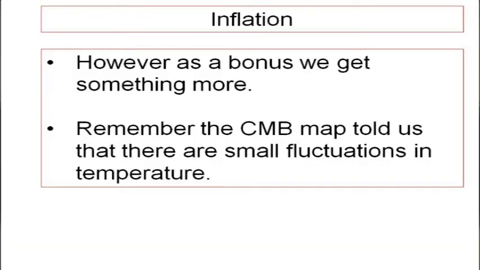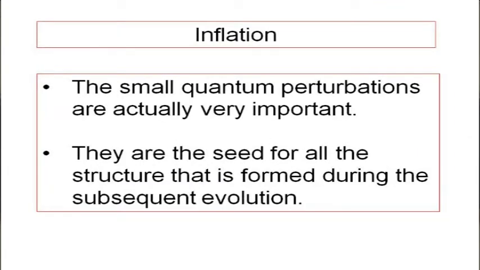Now you might say, who cares? 1 part in 10 to the 5, it's hardly important. If this is your big bonus, it's like one of these Bata bonuses, right? 1.9999, you didn't pay 2 rupees. Why is it important? Well, it turns out these small fluctuations are extremely important. And they're actually quantum, as I'll tell you in a minute. But the reason why they are very important is the following.